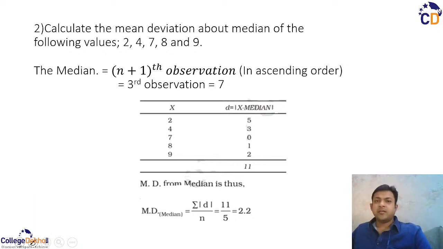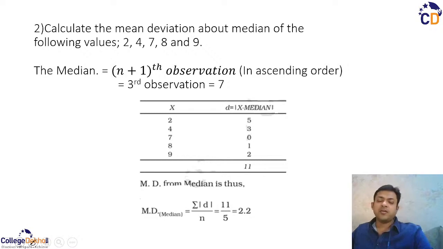Let us calculate the mean deviation about median for the observations 2, 4, 7, 8 and 9. Step 1 would be to calculate the median. In order to calculate the median, we need to arrange the numbers in ascending order. So they are already in ascending order: 2, 4, 7, 8 and 9. The middle number would be the third number because we have 5 observations. So 7 is the answer for the median.